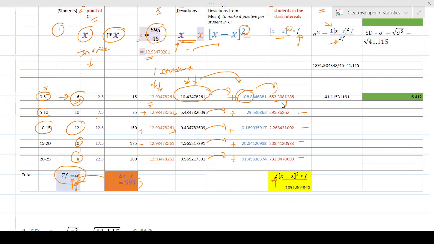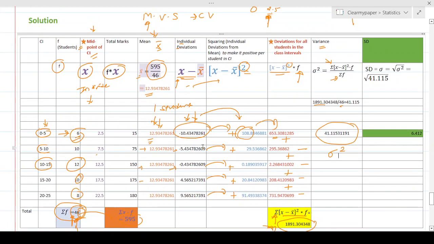So basically I'm going to sum this, and this, to get this value, 1891 point, whatever it is. The total students, the frequency, is 46. I know that. I'm going to take the ratio of this over this to get my variance. If you see here, 1891 divided by 46 is equal to 41.115. That's my variance. That is my sigma square based on this formula.